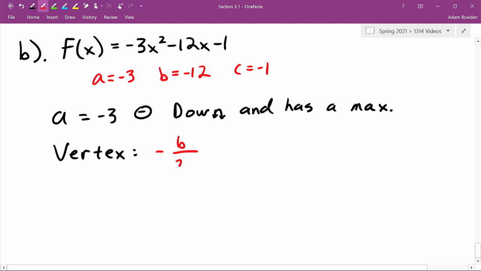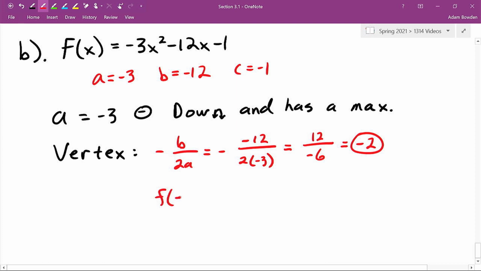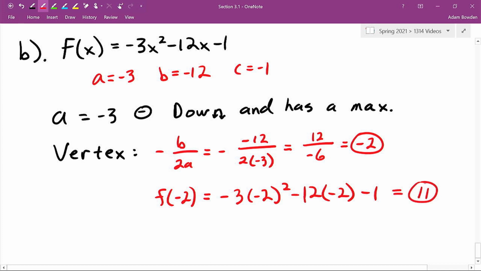So negative b over 2a would go negative 12 over 2 times negative 3. Negative 12 would be positive 12, but here divided by negative 6. So that would equal negative 2. We'll plug that back into the function. We'll get negative 3 times negative 2 squared minus 12 times negative 2 plus 1. That all comes out to be positive 11. So this one has a maximum at the coordinate of negative 2 comma 11.